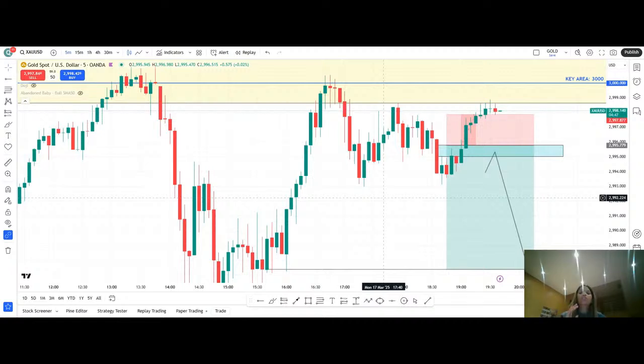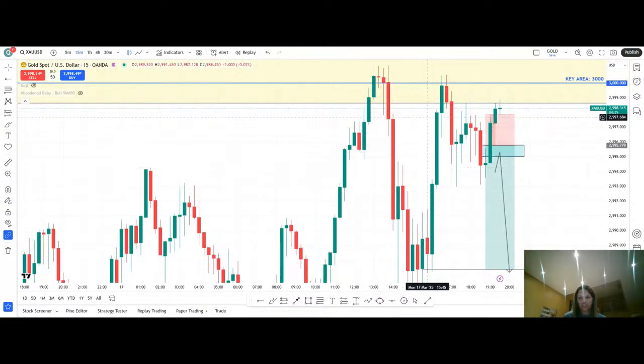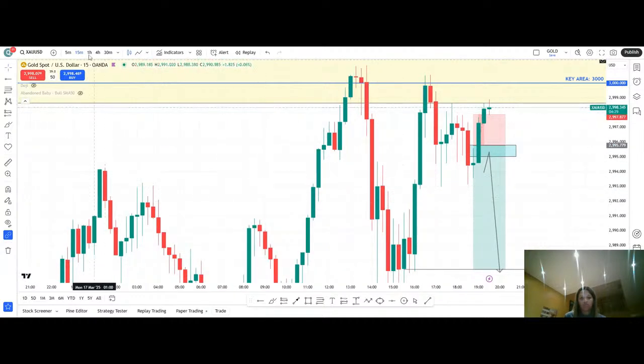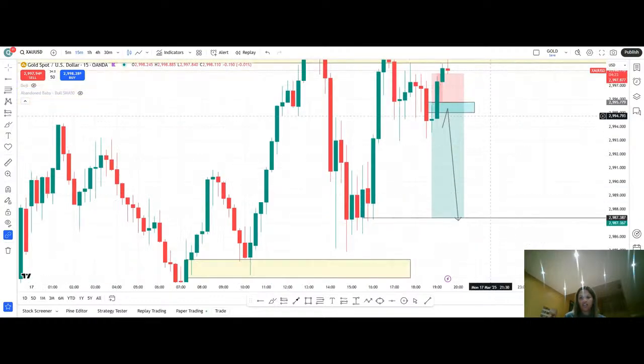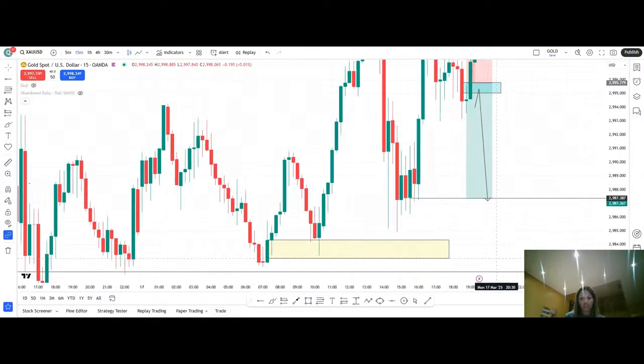A good thing is there's no break of the high yet, so no higher structure has been broken yet. We are still having this resistance, this high. This high is still valid. So since we still have that, we can still expect price to drop. And it's still going to drop hard.